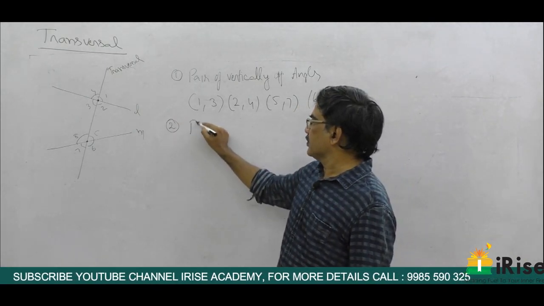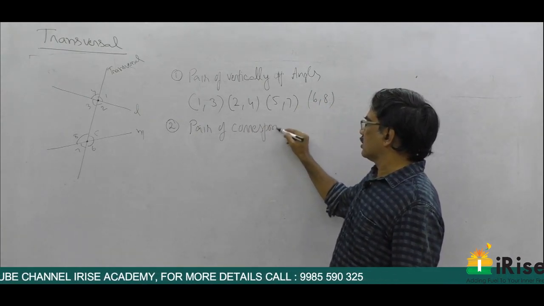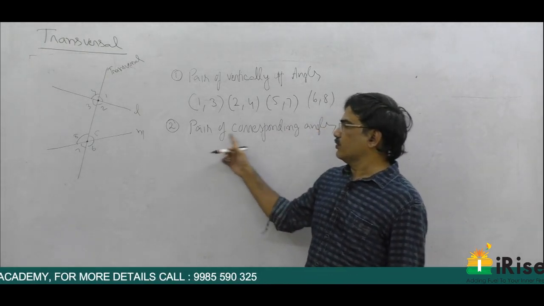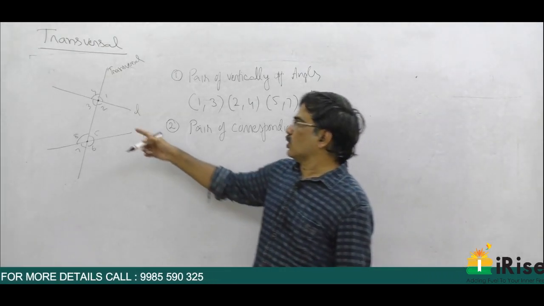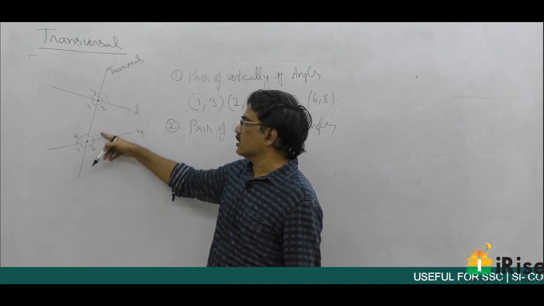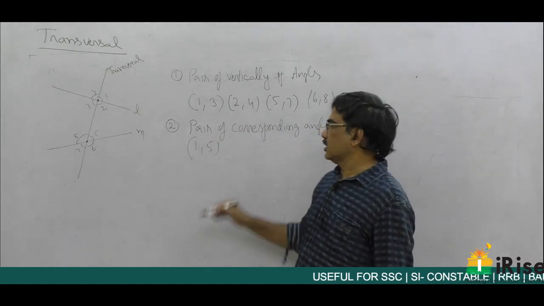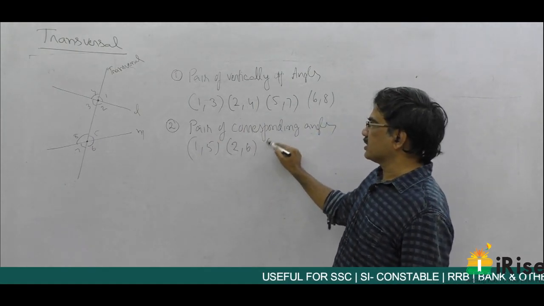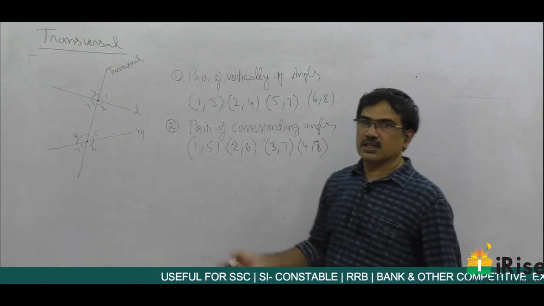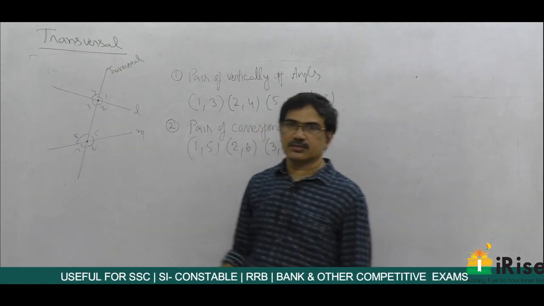Second one, pairs of corresponding angles. What are pairs of corresponding angles? Here at this junction 1, at this junction 5, these are corresponding angles. Angle 1 comma angle 5, angle 2 comma angle 6, angle 3 comma angle 7, angle 4 comma angle 8. These are corresponding angles.